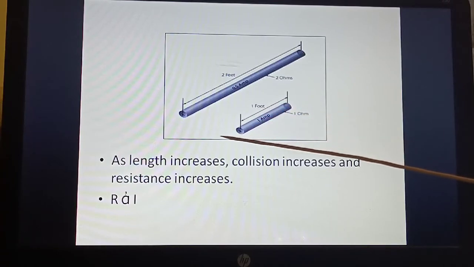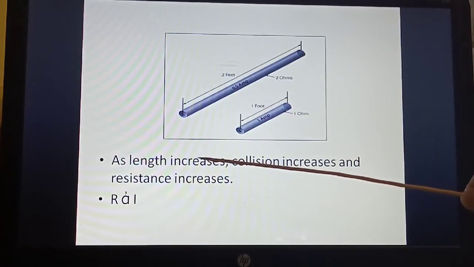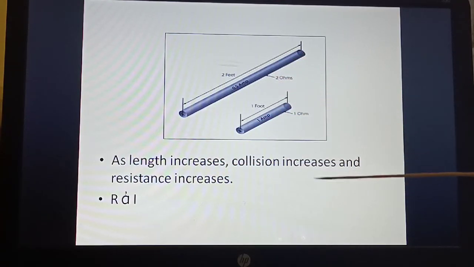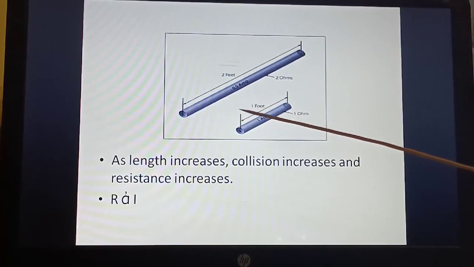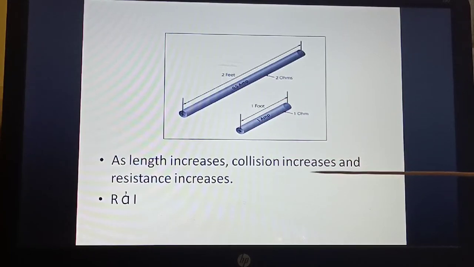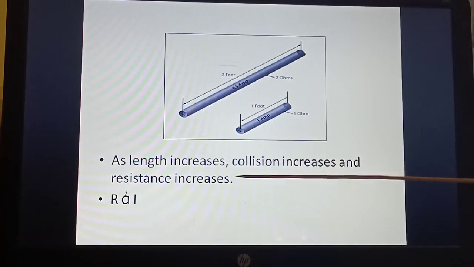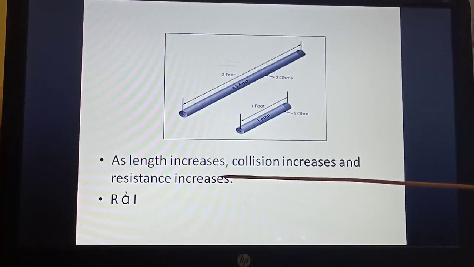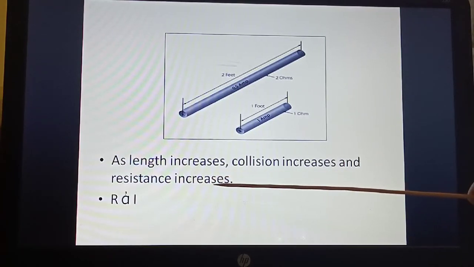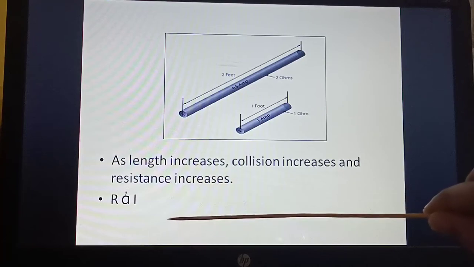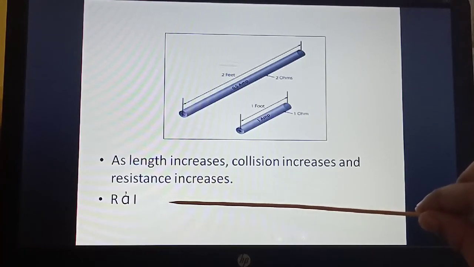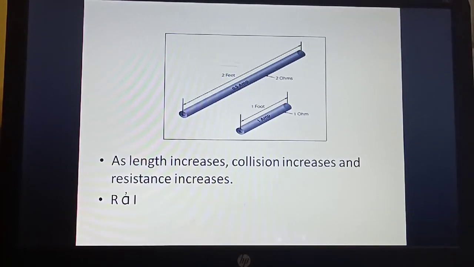Through this we can conclude, as the length increases, collision increases, because electrons will be there, and atoms will be there, so collision increases. Since collision increases, resistance also increases. So one of the factors is the length of the conductor. If the length is more, collision will be more, so resistance is directly proportional to the length.